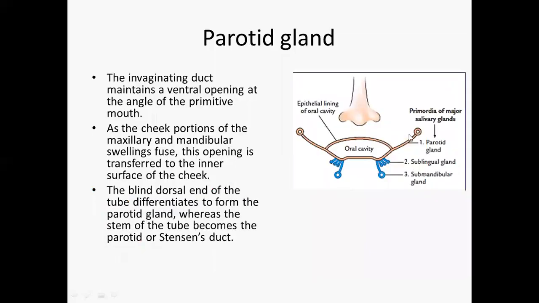When the maxillary and mandibular components fuse, this duct will be submerged inside. Earlier it was lying outside the cheek, then it will go inside the cheek. That is why it opens inside the cheek on the upper second molar. This opening of the duct of the parotid gland represents the primitive oral fissure and primitive angle of the mouth.